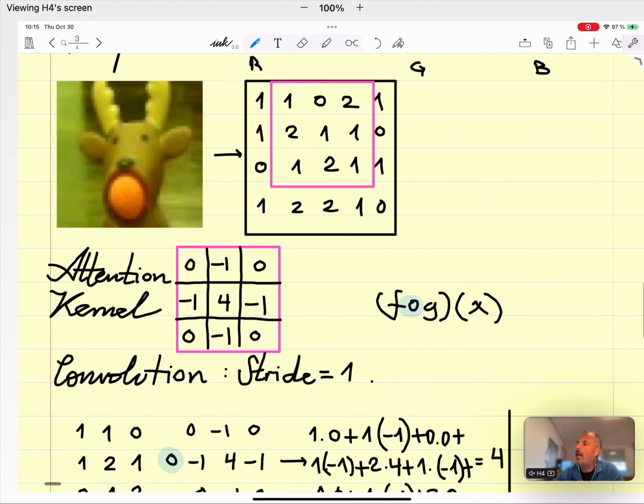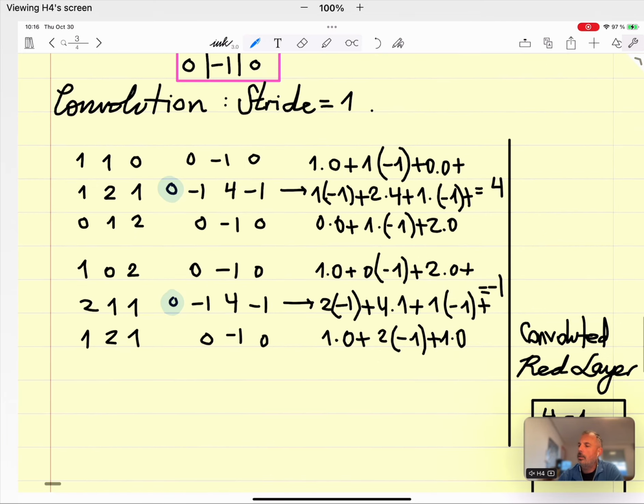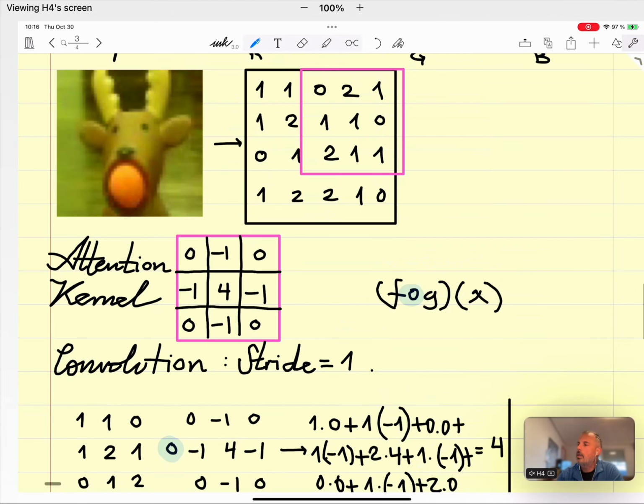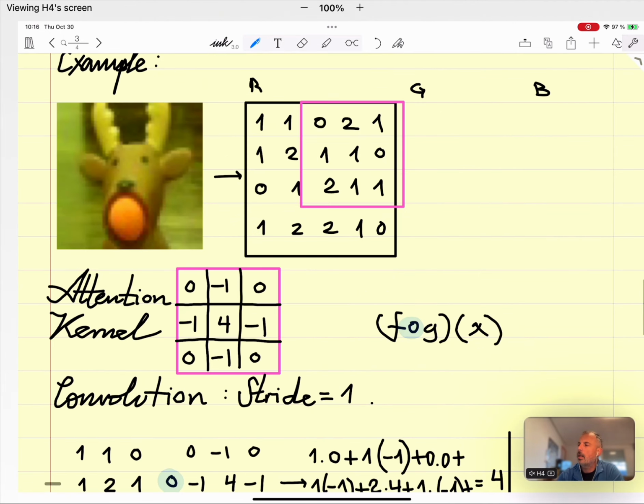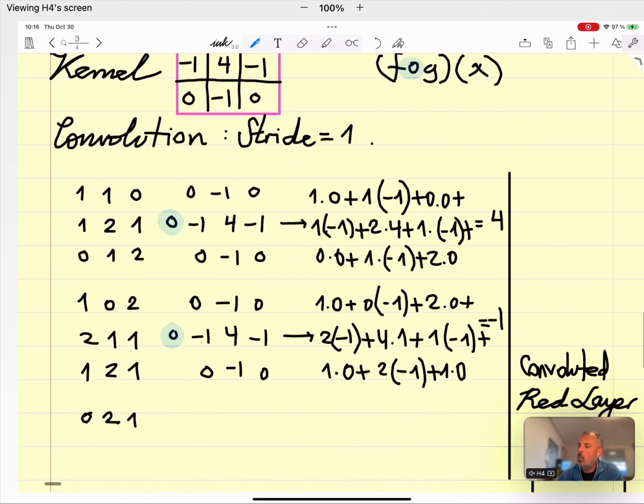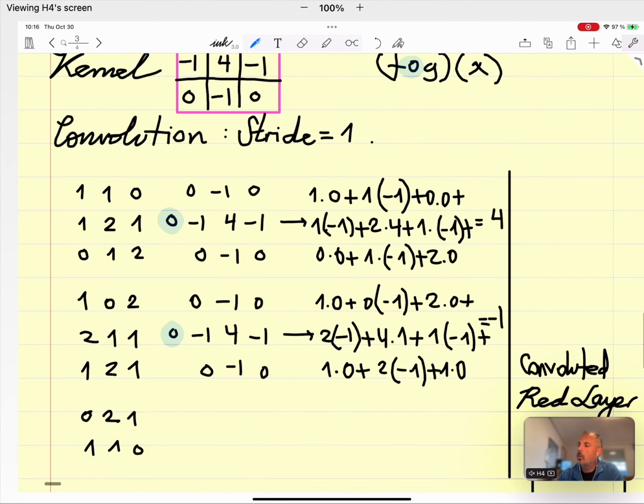And then it just repeats. Okay. I move again 1 pixel. I'll do the third one just for the record. The window is 0, 2, 1; 1, 1, 0; 2, 1, 1.